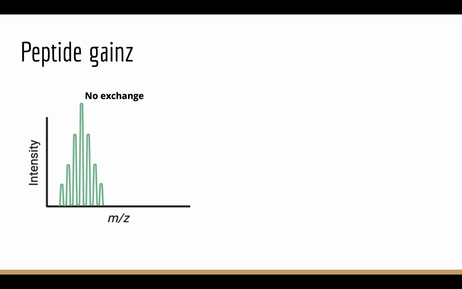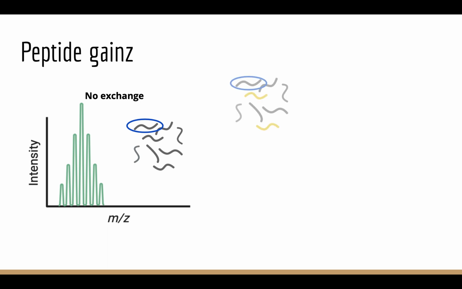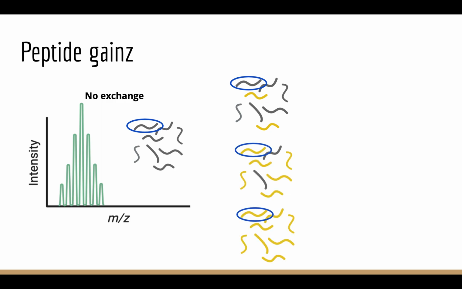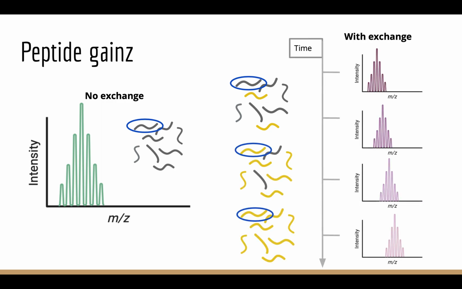Here's a tracing of what we might see from a peptide that has not been deuterated. Now we can look at this peptide region over different time points. First at the very beginning, then in the middle, and then at the end of our experiment. Look at what happens to our spectrum. We see a shift more and more to the right. Our peptide region became more and more massive. Remember that deuterium is more massive than hydrogen.